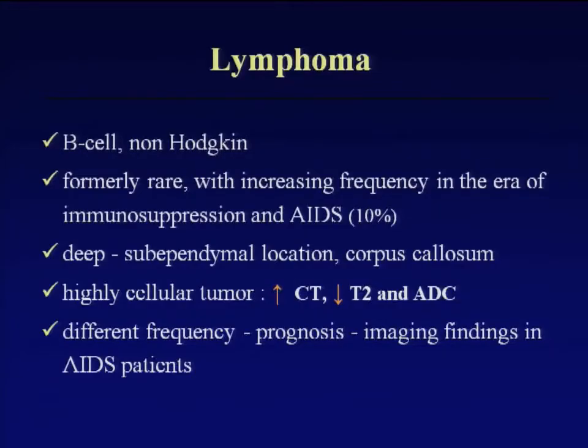Another tumor is lymphoma, which in the past was very rare, but now it has increased in frequency in the area of immunosuppression in AIDS patients. It has this typical location, deep subependymal location around the corpus callosum, and again it's another very highly cellular tumor. So again, low on T2. If you are doing CTs, hyperdense and quite homogeneous enhancement.